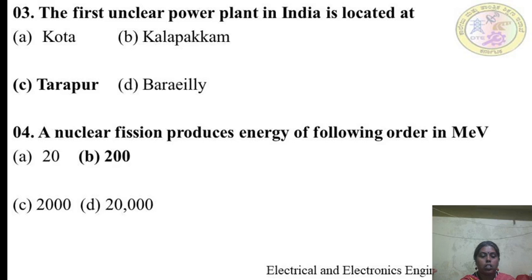Fourth, a nuclear fission produces energy of the following order in mega electron volts. The answer choices are A. 20, B. 200, C. 2000, D. 20,000. The correct answer is B, 200. So it will generate energy of 200 MeV.